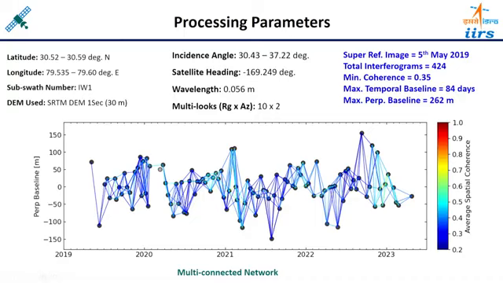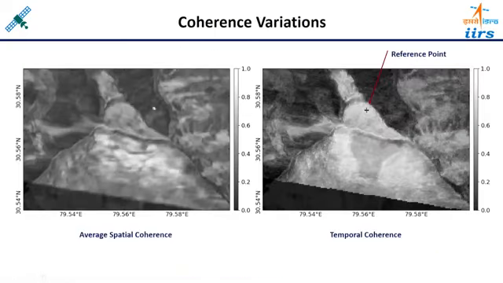The similar graph we have already seen in the previous lecture. This is a small baseline configuration. So total 424 interferograms were generated. The maximum temporal baseline was 84 days and the perpendicular baseline was 262 meters maximum. These are the spatial baseline, average spatial coherence, and this is temporal coherence.